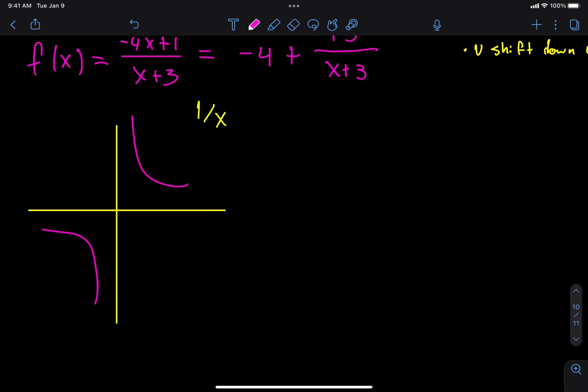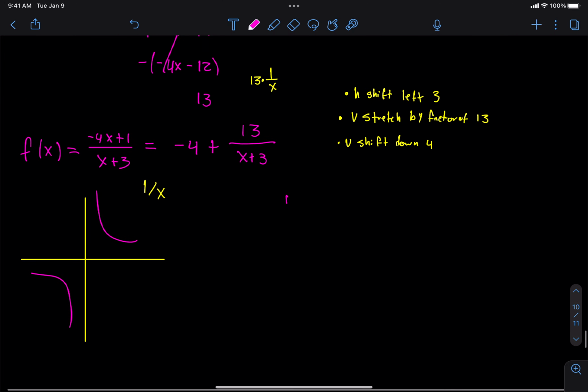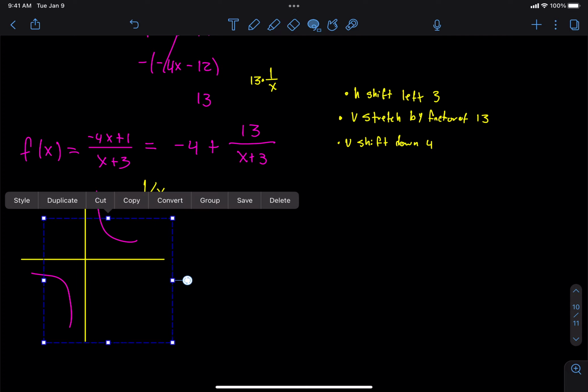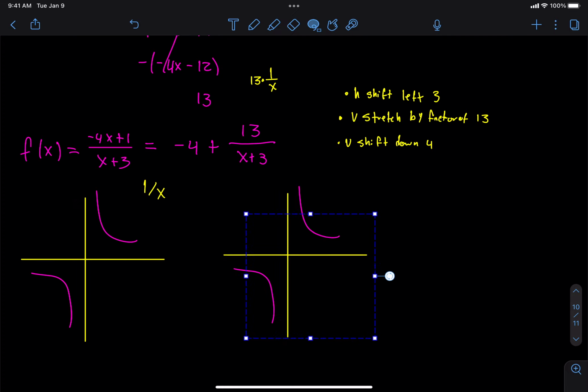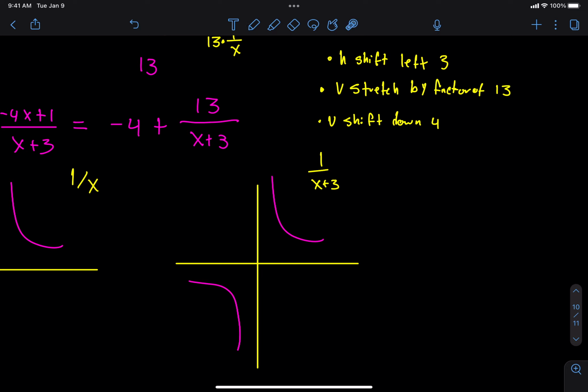So how can we do the transformations? Let's start by doing the horizontal shift left 3. So the next graph I'm going to do is going to be the shift to the left 3. So I'm going to do not 1 over x, but 1 over x plus 3. Let's see what that would look like. Well, the horizontal shift left 3 is going to do what? It introduces a new asymptote. Instead of having the vertical asymptote at x equals 0, I'm going to have a vertical asymptote at x equals what?